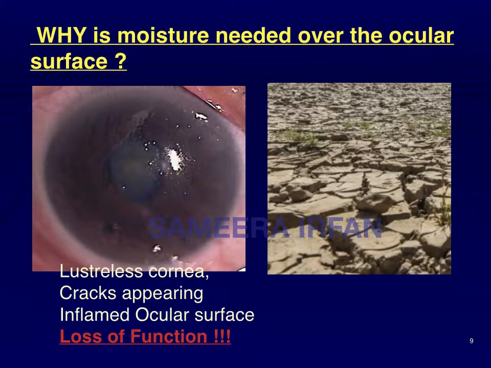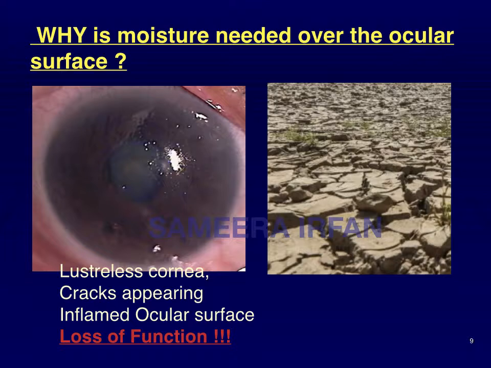The cornea no longer behaves as a perfect refracting surface. It becomes a dull mirror instead of a smooth polished surface. And since the cornea becomes hydrophobic, even the lubricants which are instilled into the eye will not be able to stay and make this cornea wet. So this tells you how important the tear film is to maintain the normal functioning of an eye.